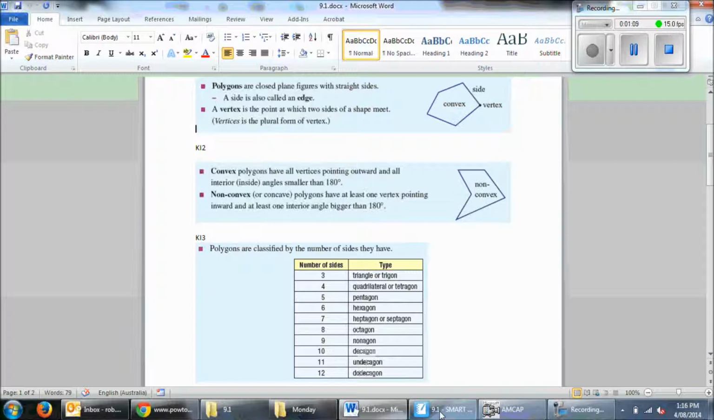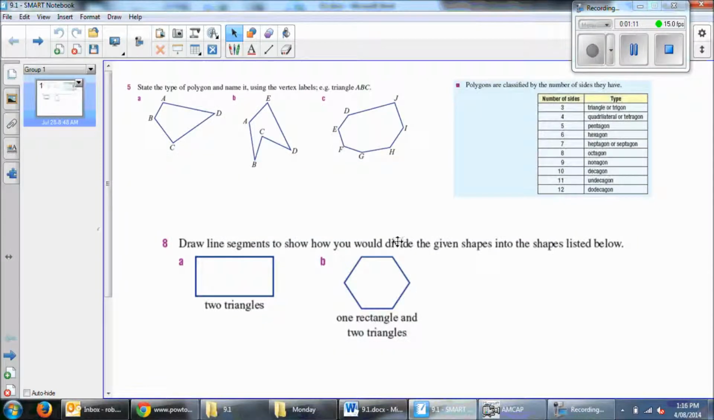So let's go back to our questions and have a look. Question 5 says, state the type of polygon and name it using the vertex labels. Over here we've got polygons classified by the number of sides they have. So this one has 1, 2, 3, 4 sides. So it's a quadrilateral, and we could name it A, D, C, B.